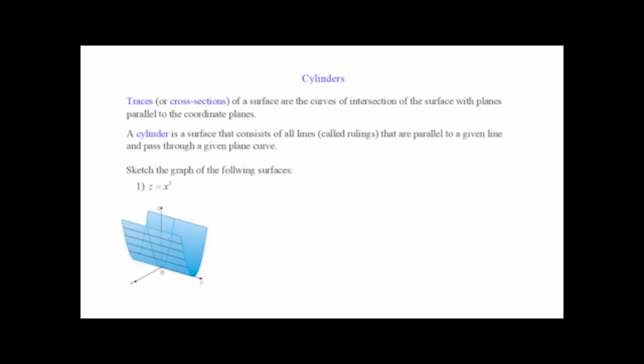We start with the surface z equals x squared. Notice that this equation doesn't involve y. This means that z equals x squared is true for all y values. In other words, any vertical plane with equation y equal to a number intersects the graph in a curve with equation z equals x squared. The vertical traces parallel to the xz plane are parabolas.